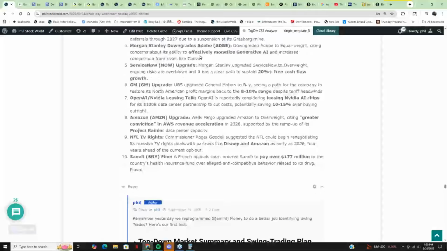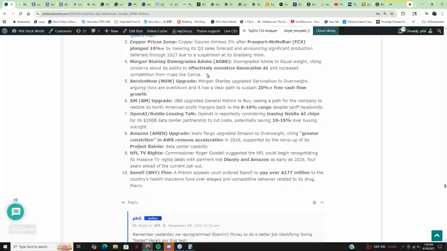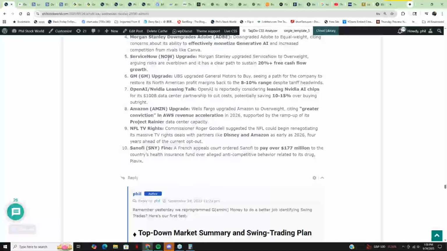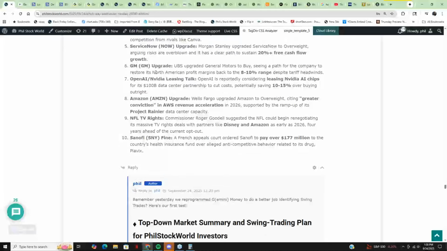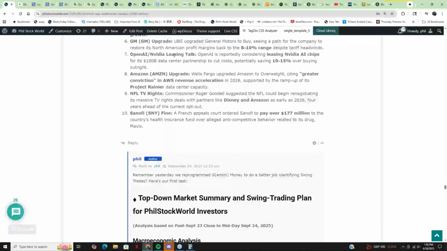And here's Adobe. Like I said, they're downgraded for just stupid reasons, because again, this guy does not understand how the company actually works. They are executing like crazy. ServiceNow, I didn't even look at that one, so I couldn't tell you what's going on there. GM got upgraded. That's surprising. OpenAI, NVIDIA.